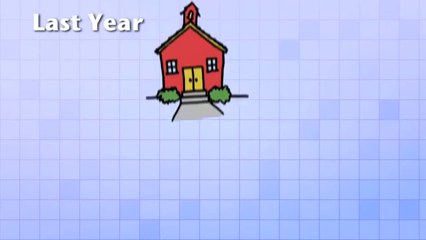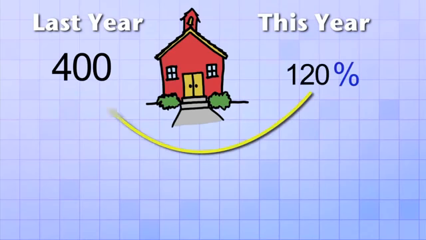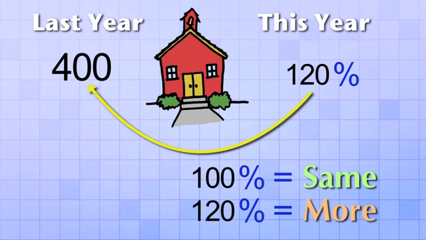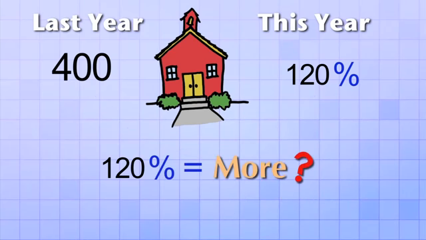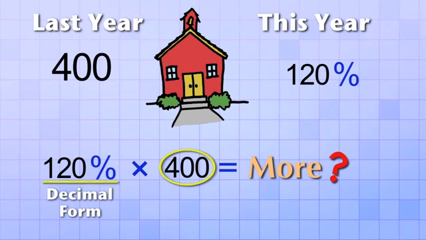Suppose that last year your school had 400 students, but this year it has 120% of that amount. Well, 100% would mean the exact same number of students as last year. So 120% must mean that there's more students now. But how many students? To find out, we need to calculate what 120% of 400 is. Great, we know just how to do that. We just multiply 400 by the fraction form or the decimal form of 120%.